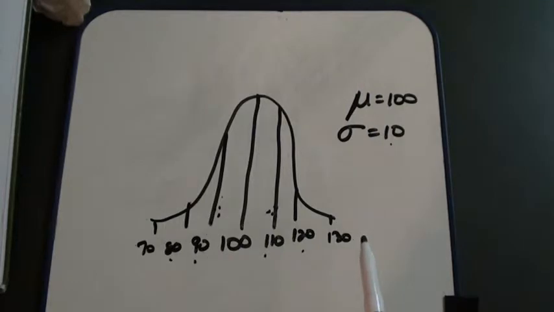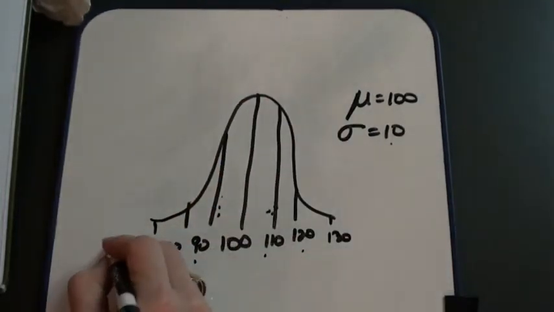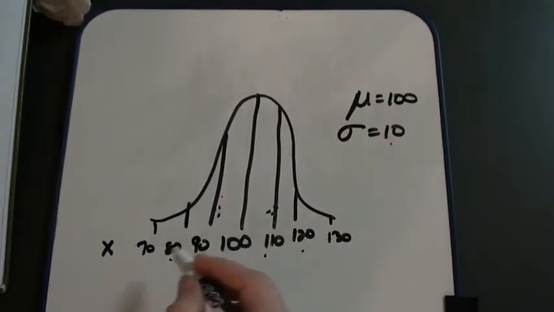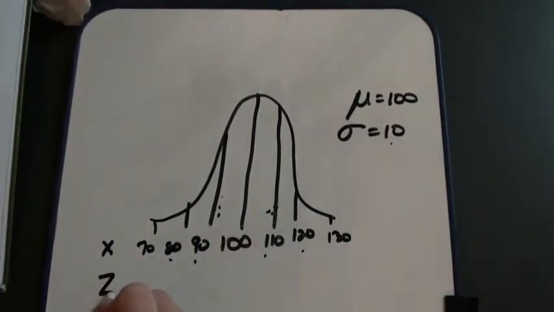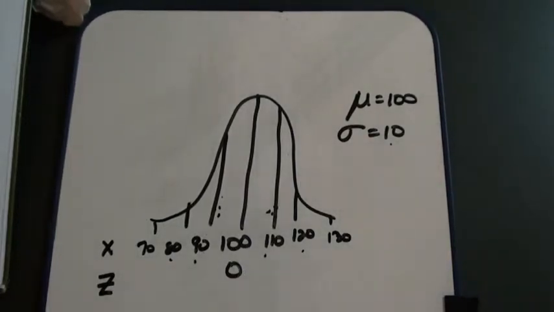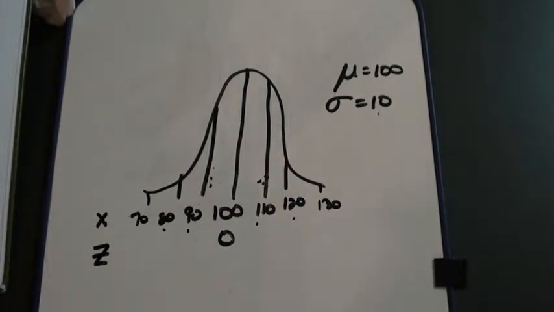Now, standardized normal form tells you that no matter what your mean is, these are all x values. And no matter what your mean is in terms of an x value, we're going to convert that into a z value of 0. So it doesn't matter if you have a mean of 100 or a mean of 1,000 or a mean of 10,000 or a mean of 0.5, whatever your mean is going to be assigned a z value of 0.